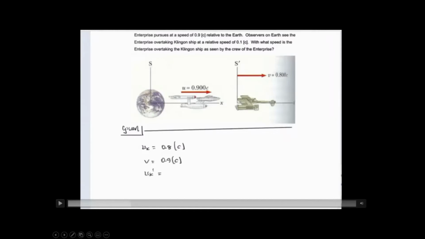Guys, ignore the notations, the symbols here. I'm reversing the symbols because V is going to represent the speed of the reference frame of interest. Instead of U, it's going to be V. So this reference frame is moving at 90% of the light speed, and the Klingon ship is moving at 80% of the light speed relative to us. How fast is this moving relative to that reference frame? We are interested in U of x prime, the speed of this object relative to the Enterprise.